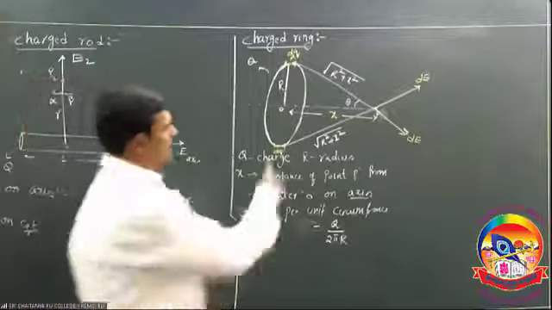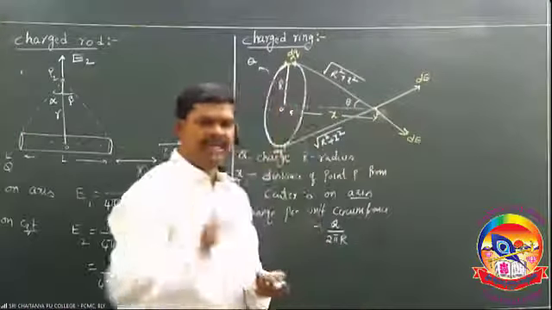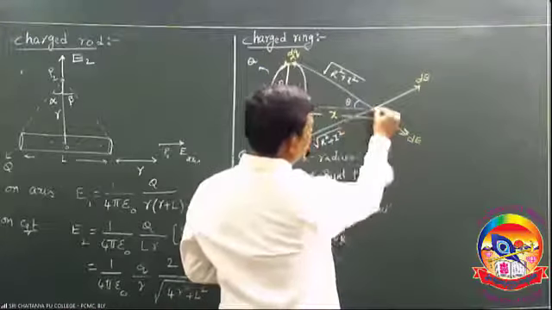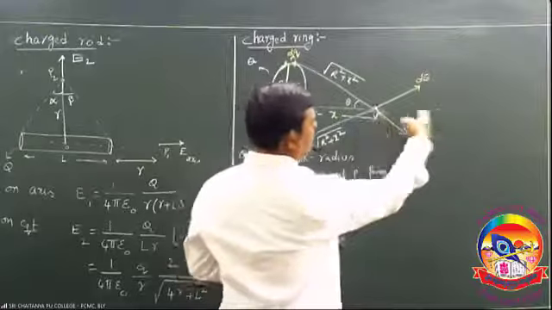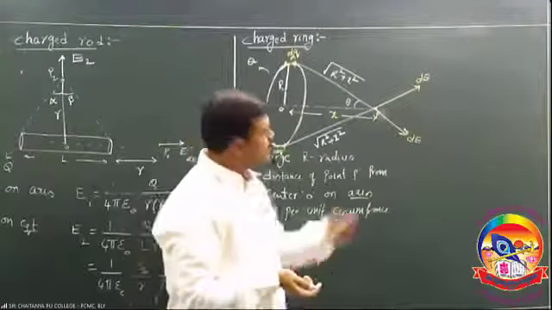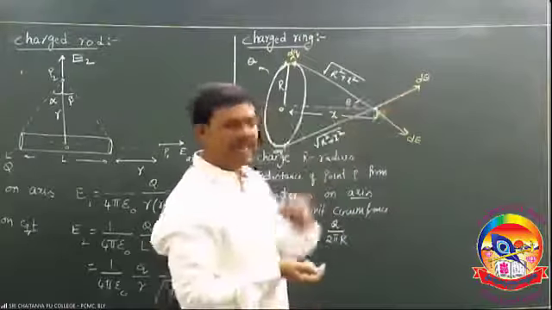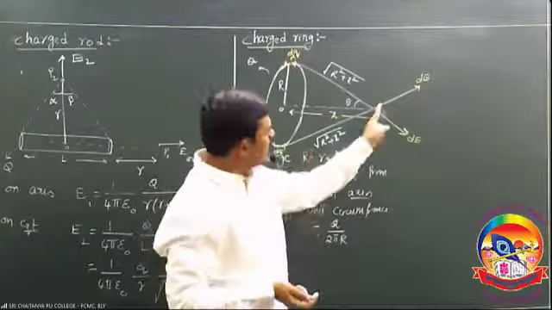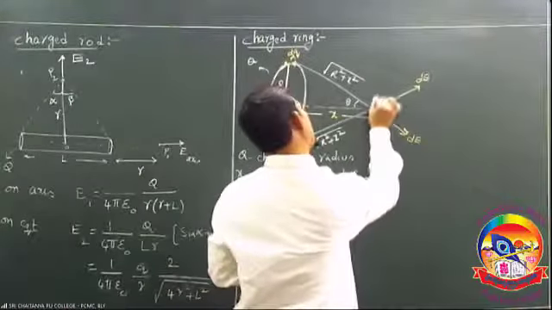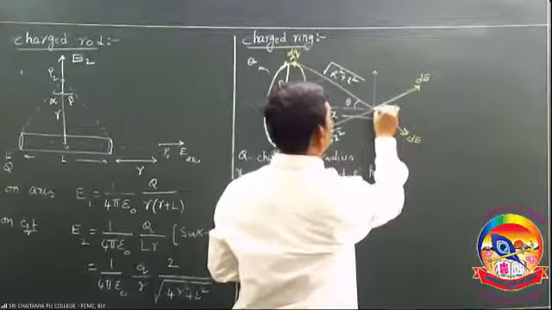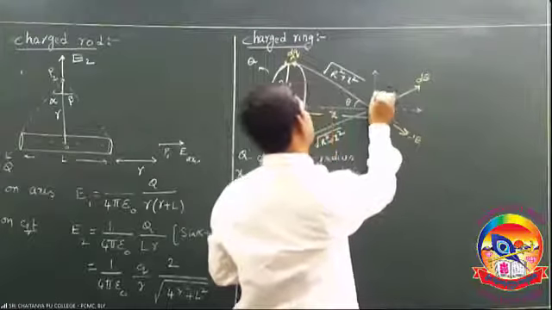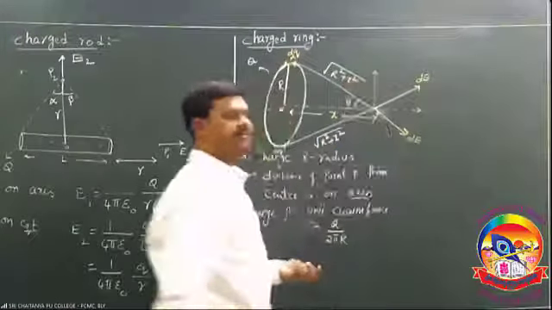Then along this axis, what intensity remains? This dE is not along the axis. Even this dE is not along the axis. Means its component comes along the axis. Divide these into two components: this is the component along the axis, and this is the component perpendicular to the axis.